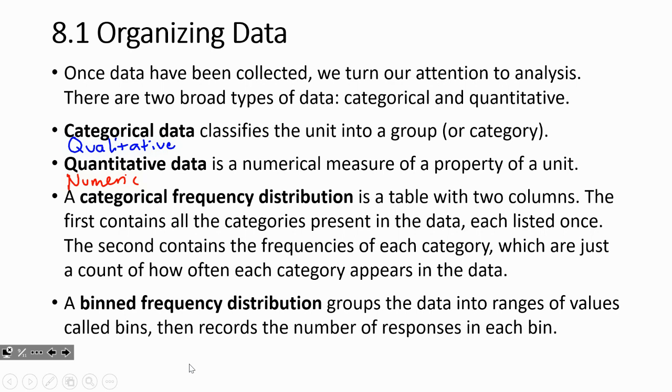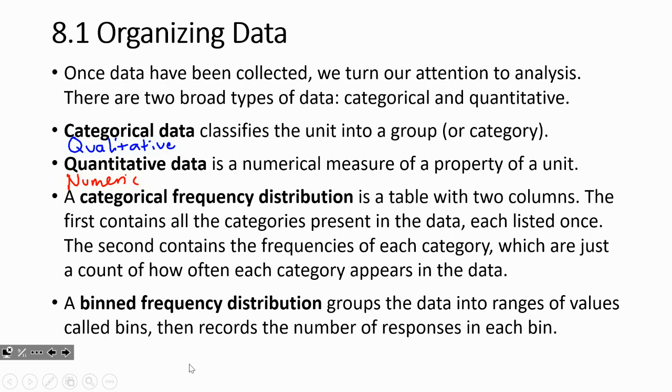Does it make sense to average red and blue? No, that doesn't make any sense. Why would you take the mean of two colors? But when we talk about quantitative data, how many classes are you taking this semester? You're going to get a numeric response, 2, 3, 4, 5, whatever. And if we average all those together, we can figure out the average number of classes a student at Blue Ridge takes. So that's the difference between those two.